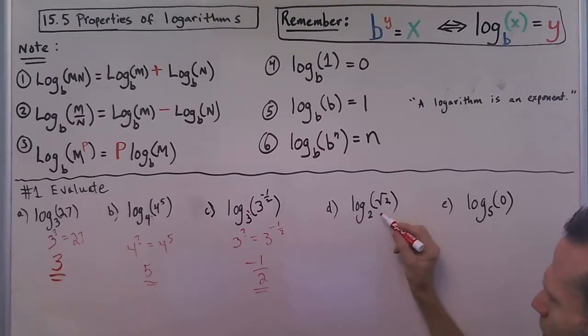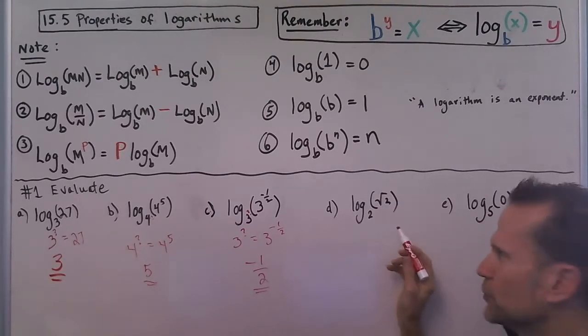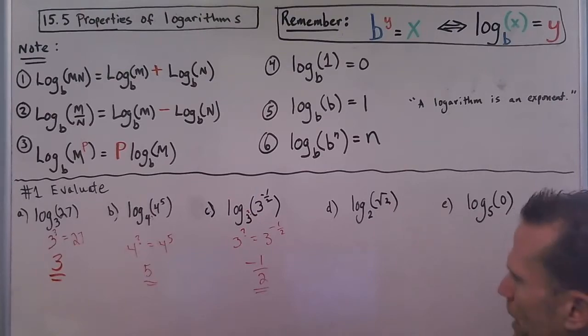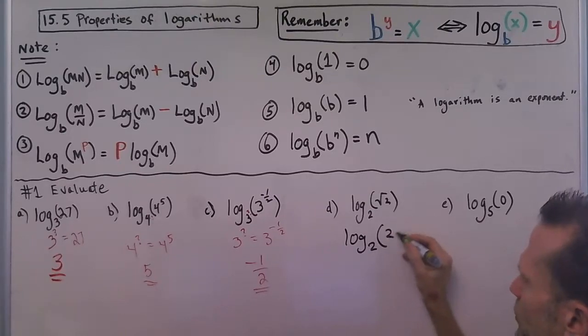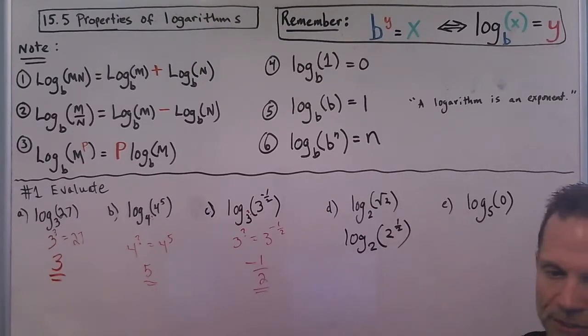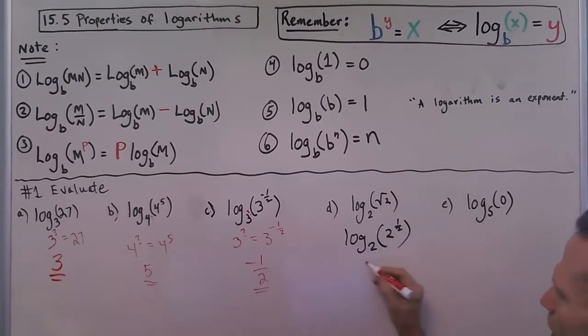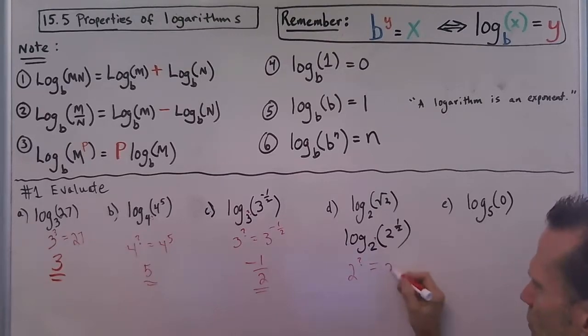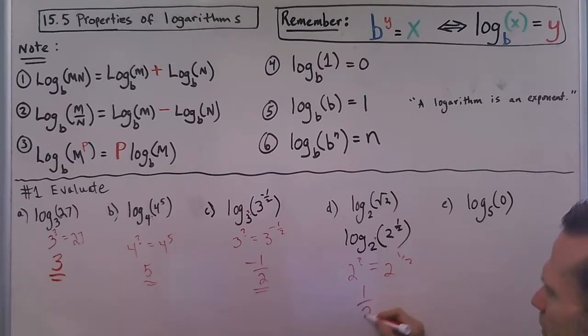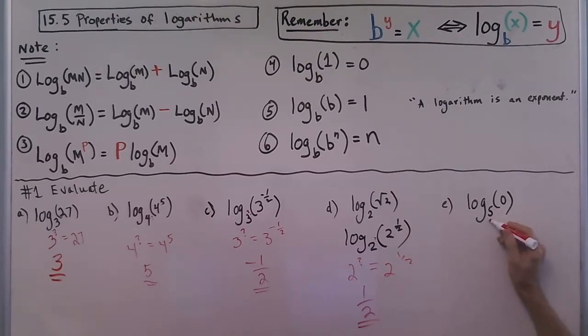Now here, we have to pull a little thought from a previous module that we know. Another way to write this would be log base 2 of 2 to the 1/2, because the square root is the 1/2 power. And then we have 2 to what, put that little question mark there, and you can hardly see it, but I'll write it out here for you. 2 to what power equals 2 to the 1/2, and it's 1/2. And then this last one here, 5 is our base. 5 to what power equals 0? Well, that one's undefined.